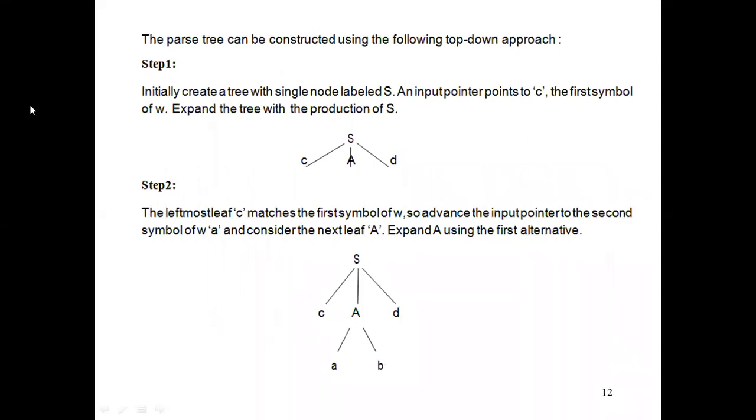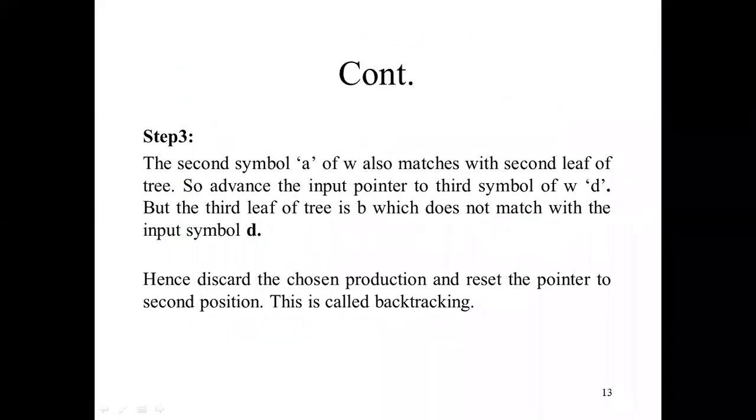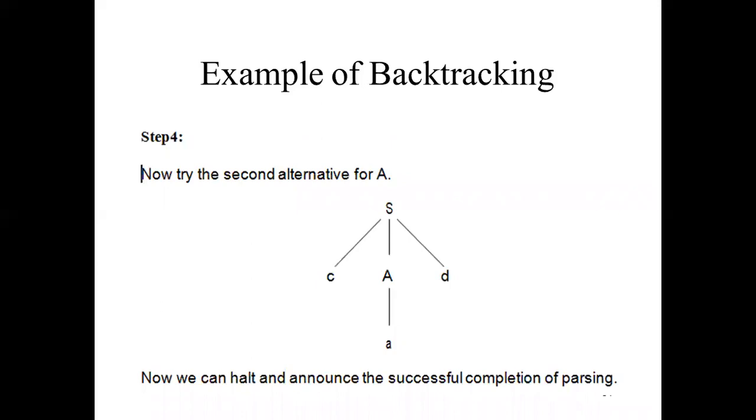So we will use the backtracking mechanism in that case, and we will use the other option. For choosing another option, we will use this mechanism, which is called backtracking, or we can say return back. So we can see an example of backtracking, and again we will draw the syntax tree here.